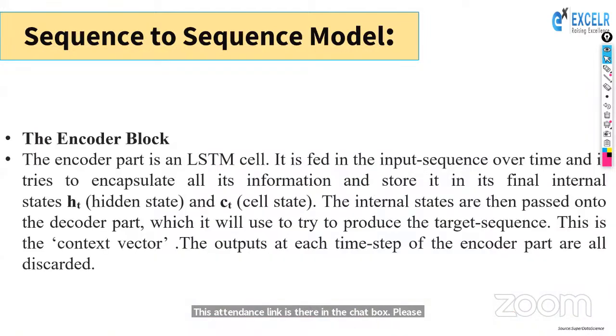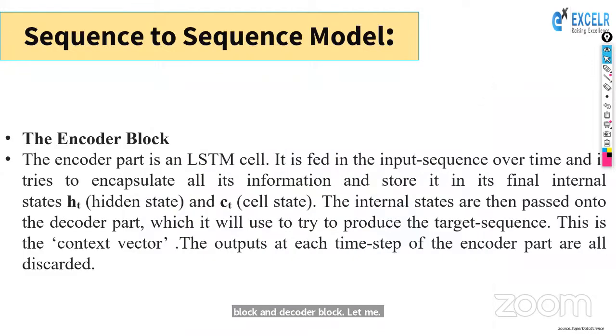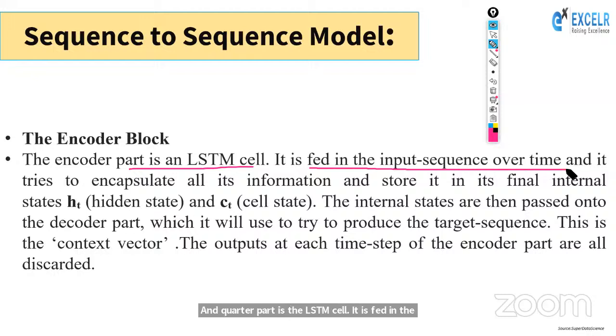So this is a detailed explanation regarding the encoder block and decoder block. Let me show you. The encoder part is the LSTM cell. It is fed the input sequence over time, right? It tries to encapsulate all its information and store it in the final internal state, hidden state, and cell state.